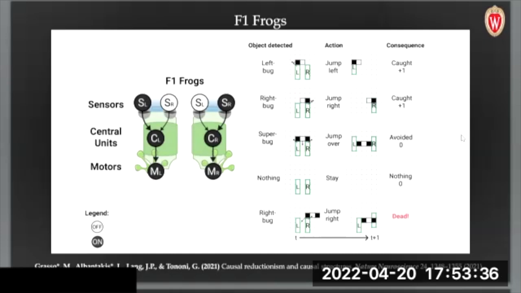So functionally, F3, F2, and F1 frogs are very similar. We could claim in functional and representational terms that their behavior justifies the interpretation that all three of them have the capacity to represent three types of states of the world: left bugs, right bugs, and superbugs, and they are able to perform three functions: jump left, jump right, and jump over.